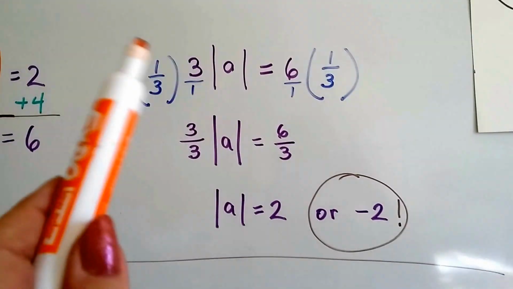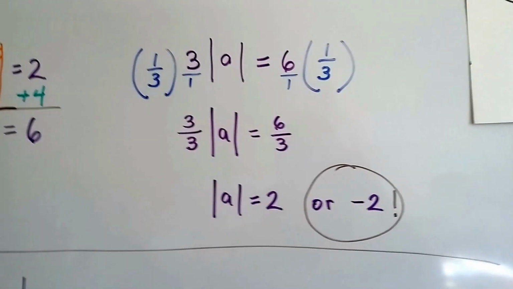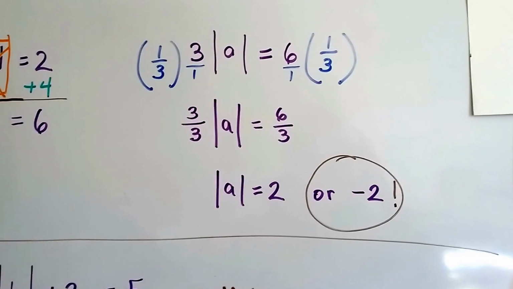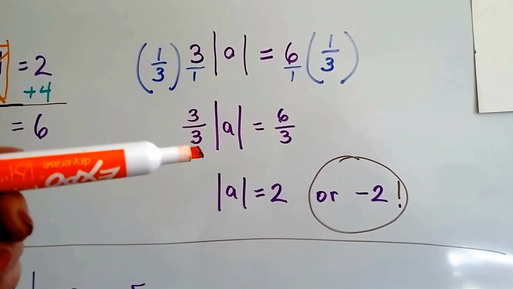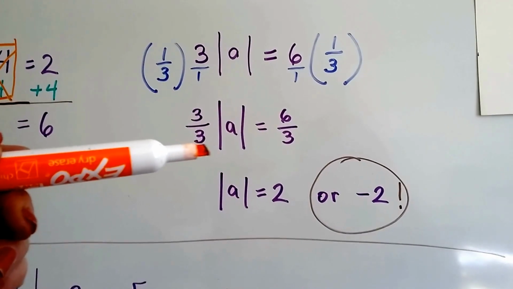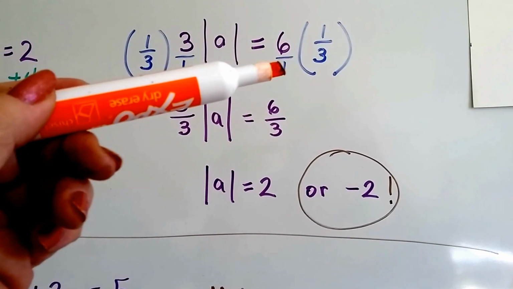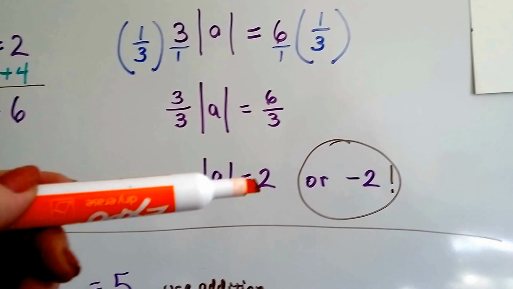Okay, so we do it on both sides to be fair because we want to keep our equation balanced, right? And we get 3 over 3, which is a 1. That's our buddy that's going to turn into the invisible 1, isn't it? Over 6 over, and then we've got 6 over 3 on this side, so that's a 2.